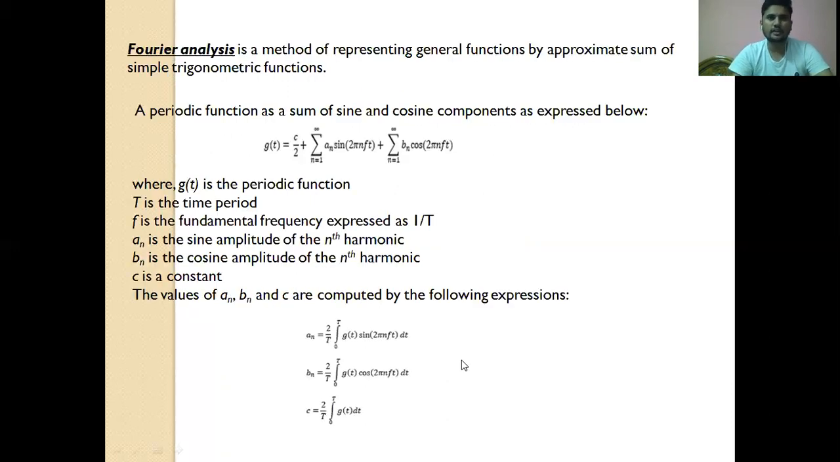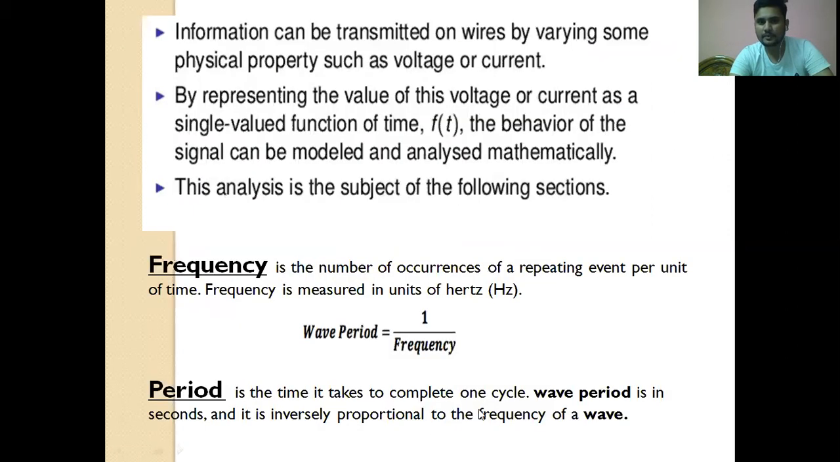So this one is the Fourier analysis, the method of representing general functions by an approximate sum of simple trigonometric functions. I think this is the mathematical representation; there is no need to go deep into it here. It is just the symbolic representation of how the Fourier analysis is done. g(t) = c/2 + Σ (n=1 to ∞) a_n sin(2πnft) + Σ (n=1 to ∞) b_n cos(2πnft), where g(t) is the periodic function. I think we already discussed the period. Period is the time taken for one cycle.